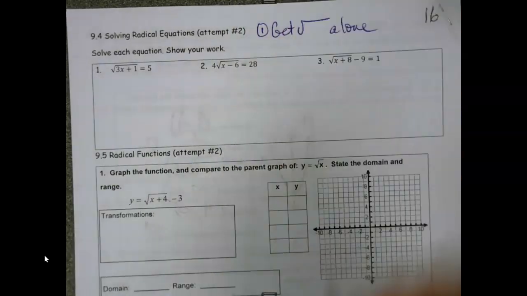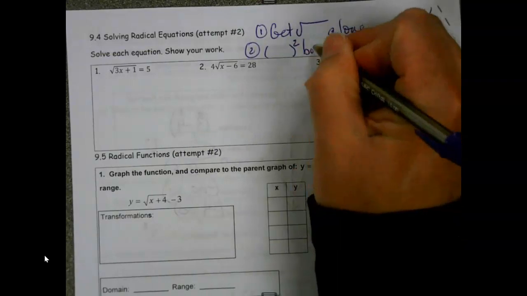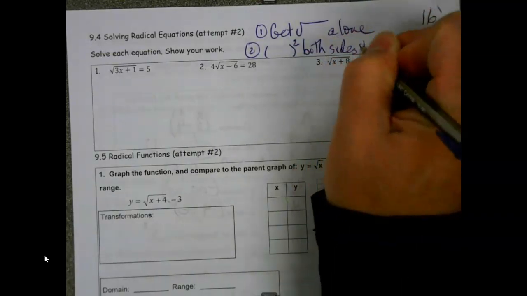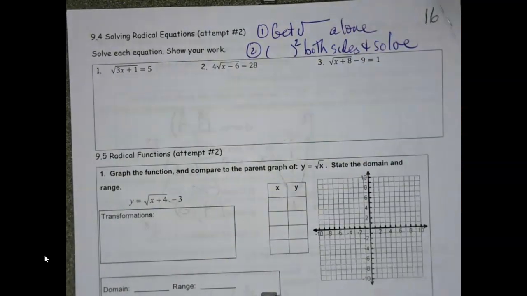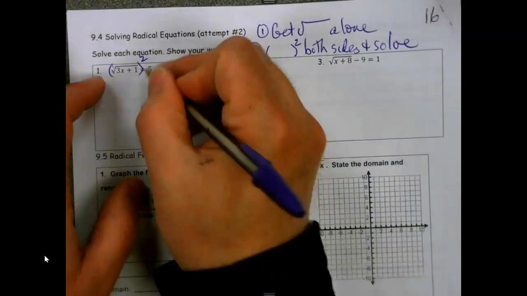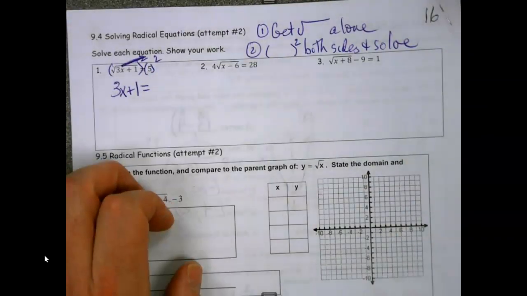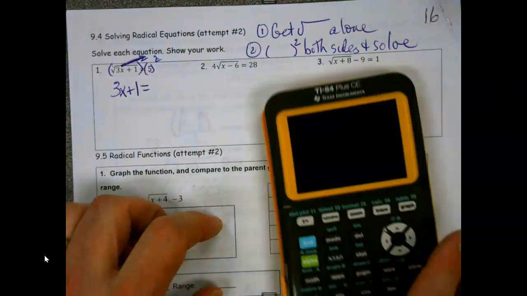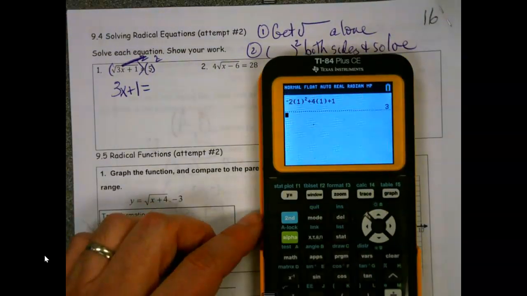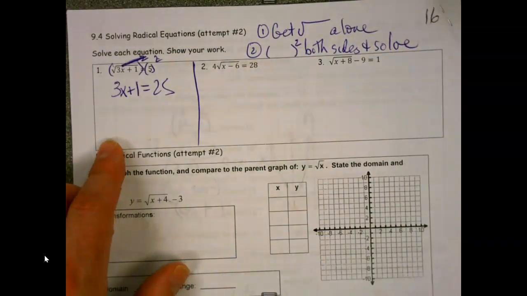Get the radical alone. Square both sides and solve. Let's rock and roll. Radical's already alone. Both sides. Over here, the squared and the square root just cancel. 5 squared, if you're not sure, don't try to be a hero. Just punch it in your calculator. And now you just got an equation to solve.